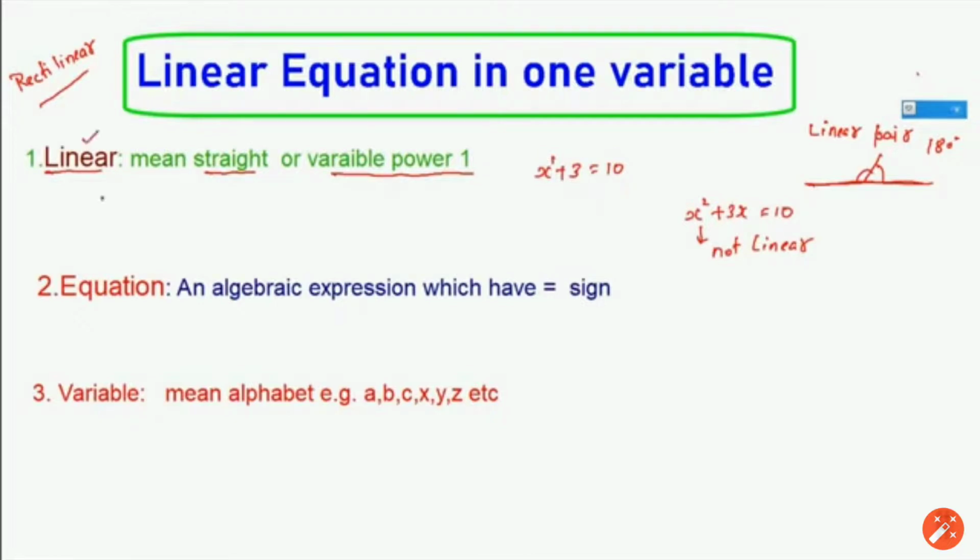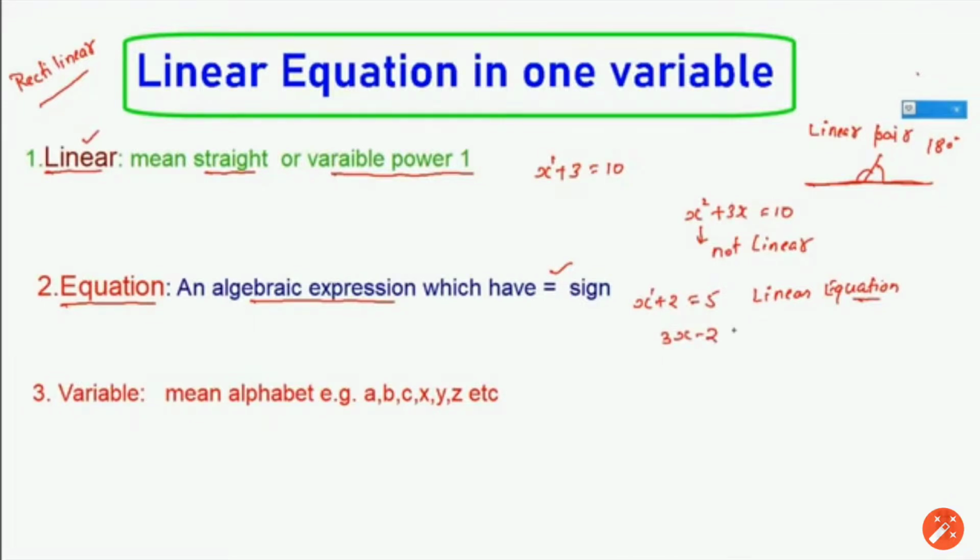Now we will think about equation. What is an equation? An algebraic expression which has an equal to sign. For example, x plus 2 is equal to 5. This is a linear equation because here the variable's power is 1 and the equal to sign is here.